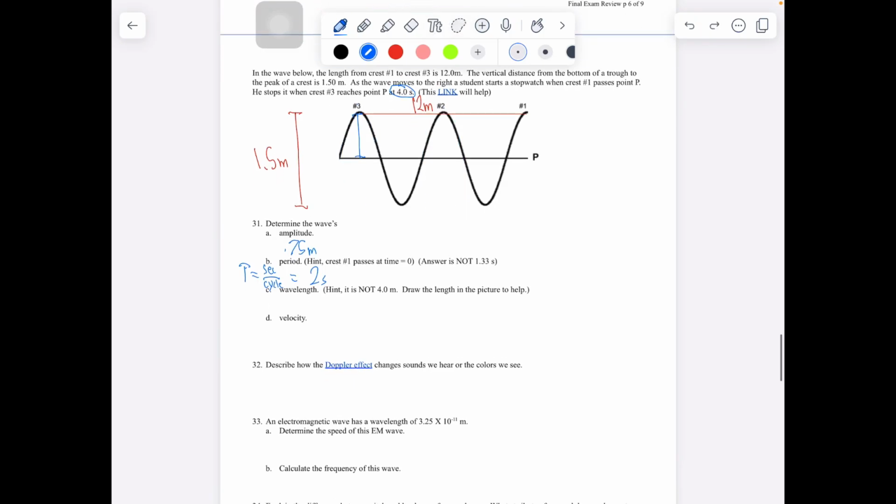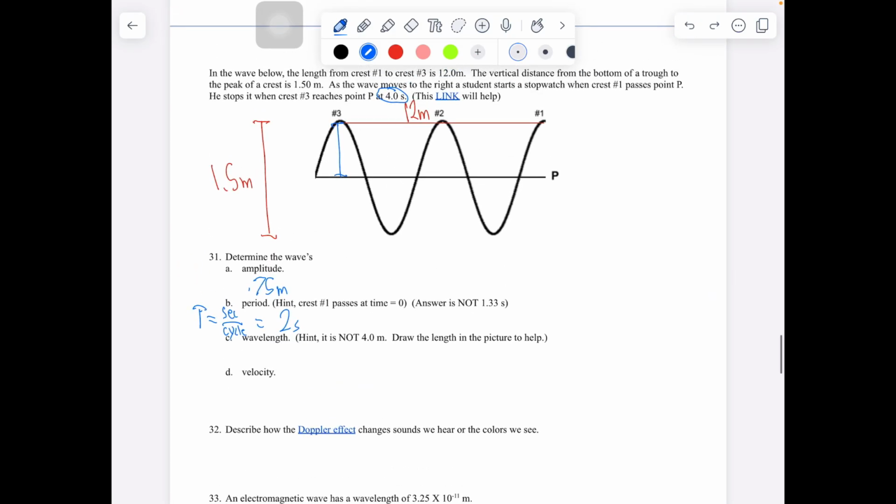For our wavelength, we've drawn our length. Wavelength is crest to crest, so 6, right? Just half of our 12 meters. And then velocity, well, velocity, we have a nice equation. Velocity is frequency times wavelength. We have the wavelength already at 6.